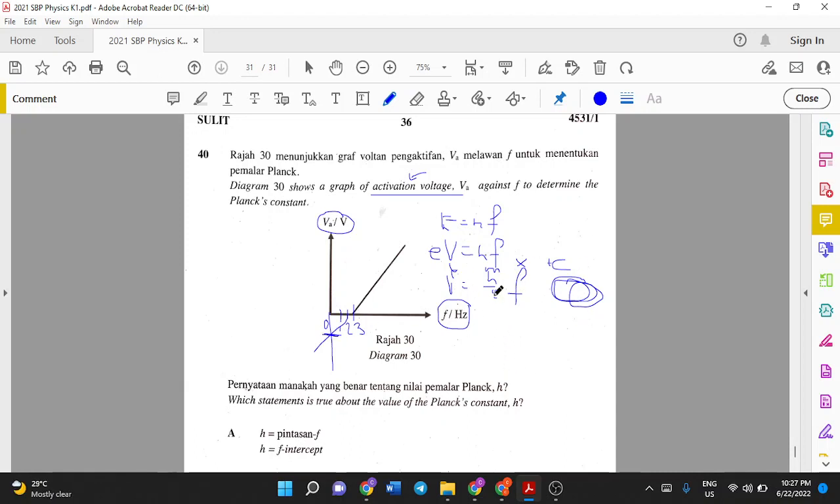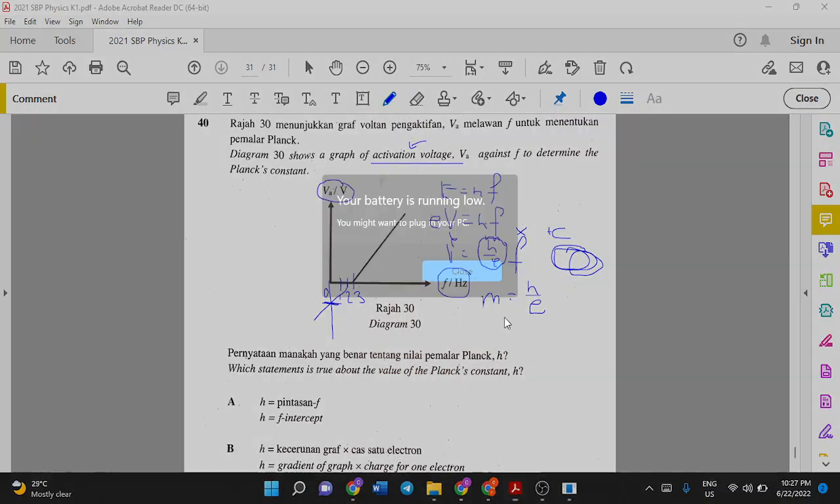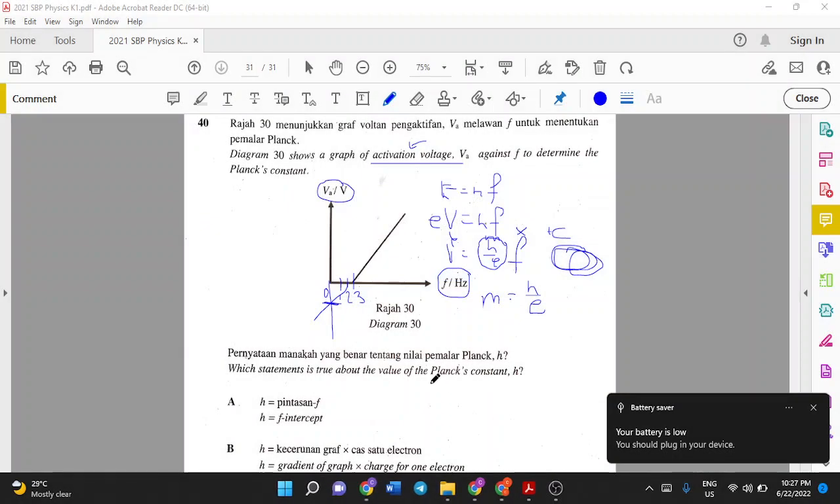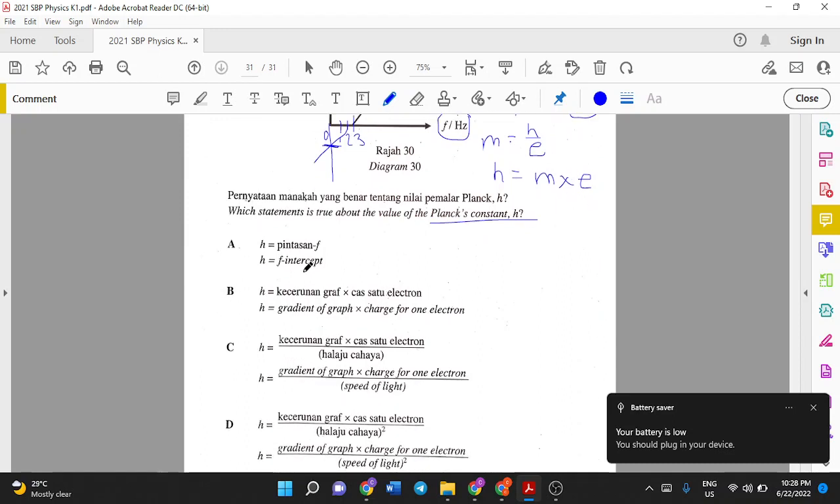From here we know that the Planck's constant is related to the gradient. So m equals he, and this is the gradient. To find the Planck's constant, you will use the gradient multiplied by the charge of 1 electron. So the answer should be B.